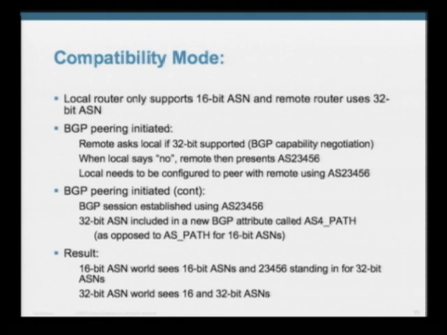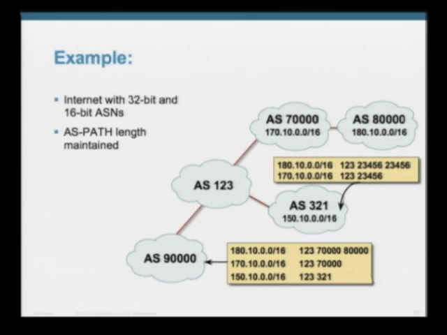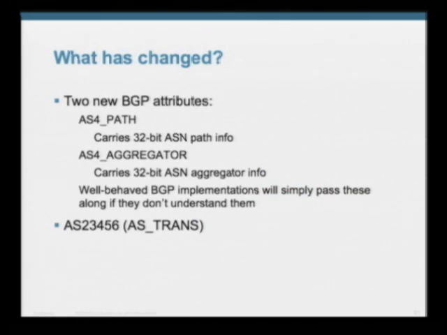So the 16-bit world sees 23456 standing in for the 32-bit AS number, and the 32-bit world sees it how it's meant to be. So we saw this picture earlier. As I say, the 16-bit world sees that, the 32-bit world sees the real numbers as they are meant to be. And so that's it. So it's actually beautifully simple. The two new attributes, we've got the AS4 path, which is the 4-byte or the 32-bit AS path. So it just contains the 32-bit AS path.